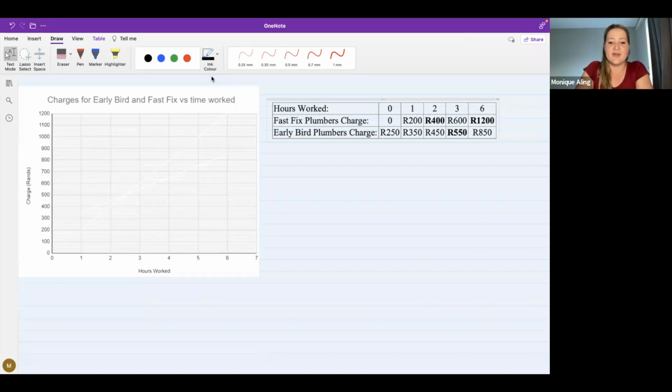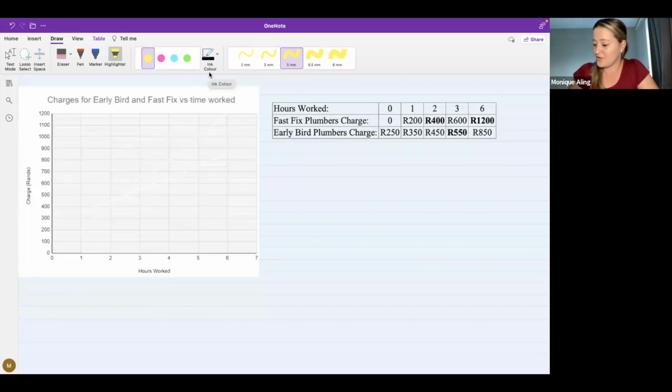So let's have a look. Okay, so we are plotting 2 different relationships on the same set of axes. So we're going to have 2 lines on the same graph. Okay, so let's look at fast fixed plumbers first. So I'm going to be using these amounts here as well as the hours.